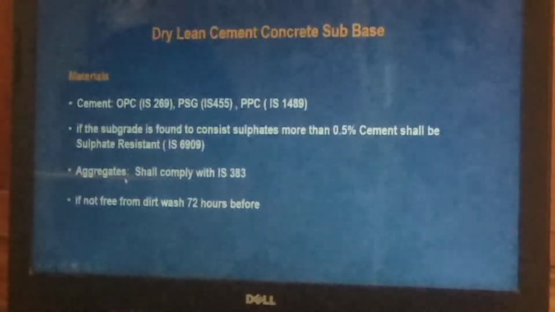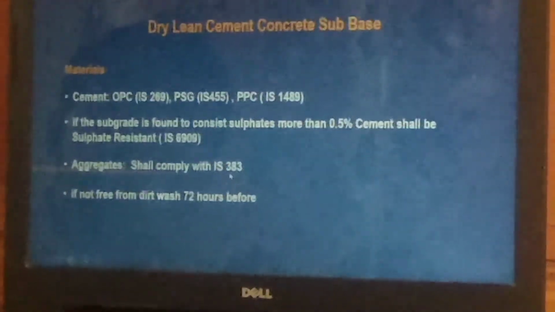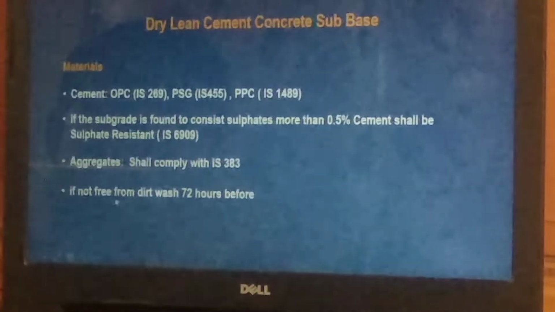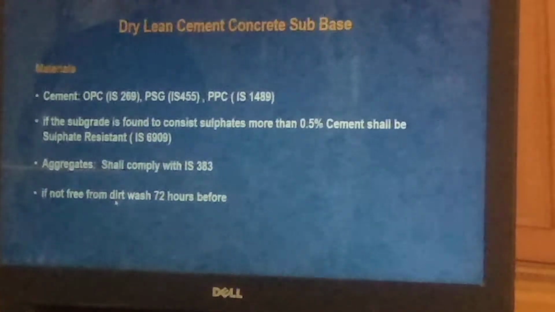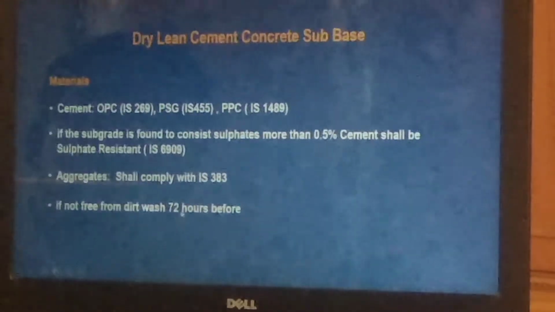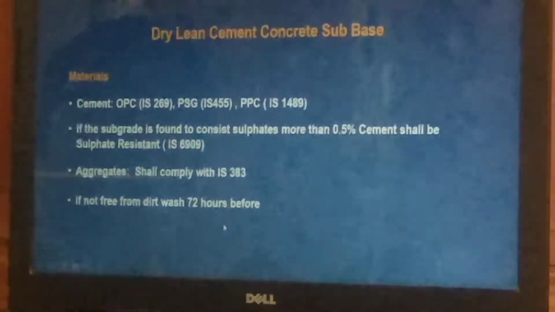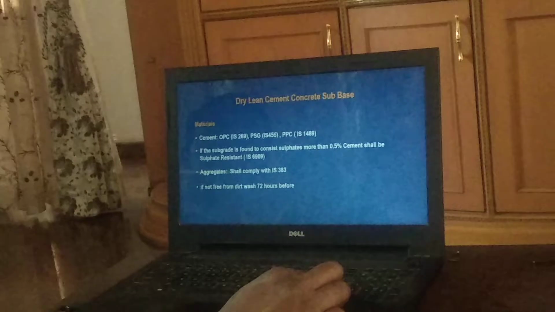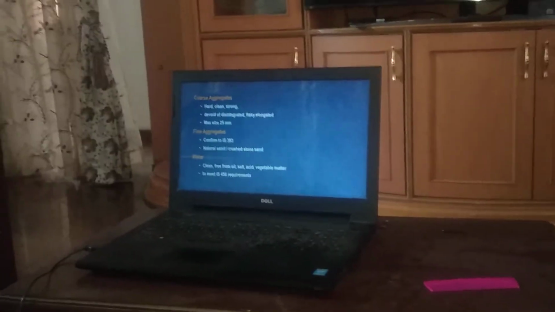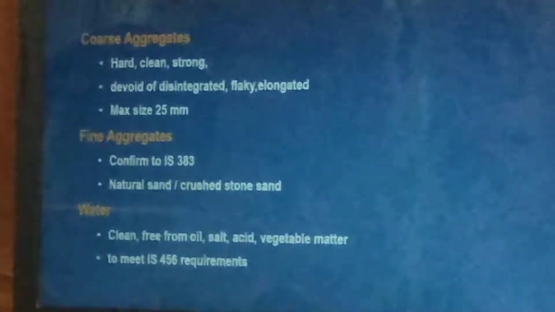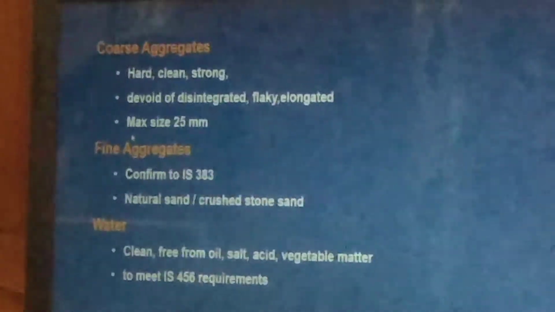When it comes to the aggregates, aggregate should fulfill the requirement of IS 383. If the aggregates are not free from dirt, wash these aggregates 72 hours before using in the construction. So coarse aggregates need to be hard, clean, strong. They should be devoid of disintegrated, flaky, elongated shapes. And the maximum size allowed in the cement concrete is 25.